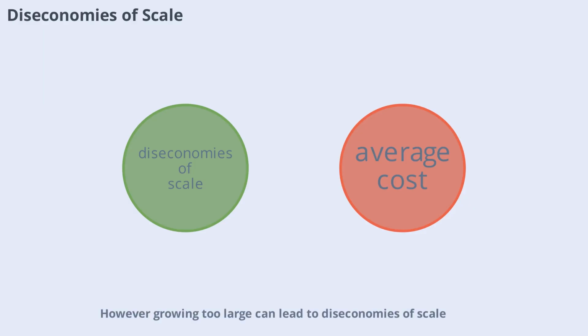However, growing too large can lead to diseconomies of scale. This occurs when a firm's average costs start to rise as output increases. Common causes include management inefficiencies, communication breakdowns, and coordination problems. When a company becomes too big, it may struggle to maintain quality and control costs, eroding the benefits of scale.